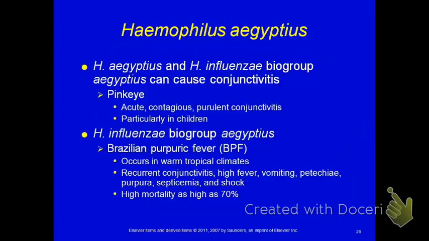Hemophilus aegyptius, formerly known as Hemophilus aegypticus, but they changed the name to aegyptius, also called Hemophilus influenzae biogroup aegyptius. This one could cause conjunctivitis, or the pink eye. If you have sore eyes, there are two possible culprits. It could either be bacterial or viral. To differentiate whether it's bacterial or viral, most of the time, bacterial conjunctivitis is purulent.